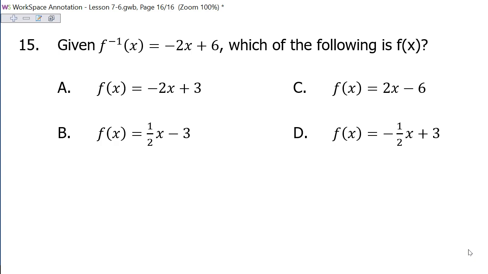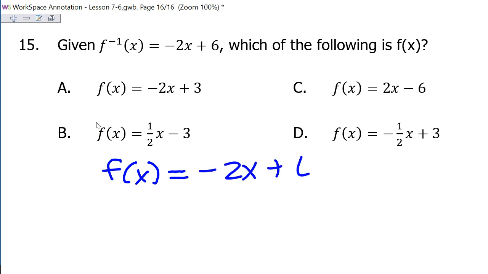Given f inverse of x is equal to -2x plus 6, which of the following is f of x? So now they're giving us the inverse equation. We have to come up with the original equation. Let's see, I'm going to write this as f inverse of x equals -2x plus 6. What does f inverse of x mean? Y, equals -2x plus 6. So that's the inverse equation.